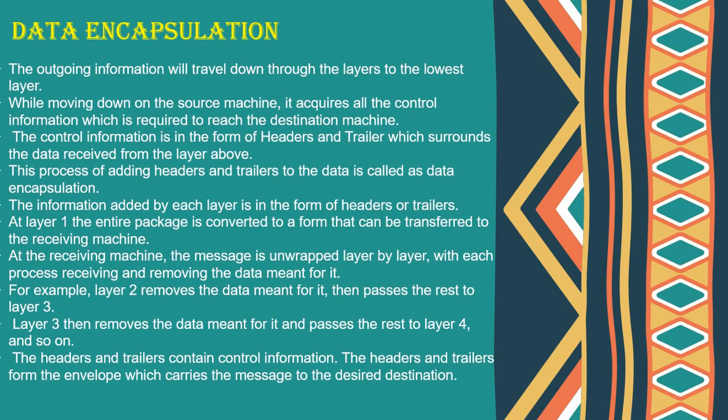Layer 3 then removes the data meant for it and passes the rest to layer 4. It goes on like that, layer by layer. The headers and trailers contain the control information. Both form the envelope which carries the message to the desired destination. I am just giving you a simple example of this. Data encapsulation means wrapping the data into single units.